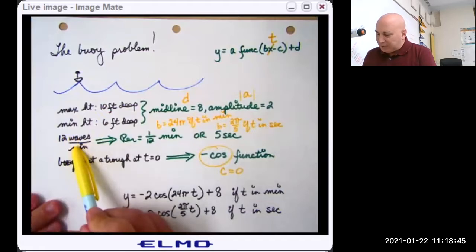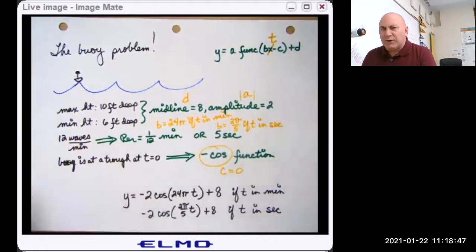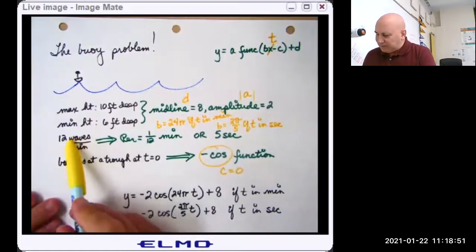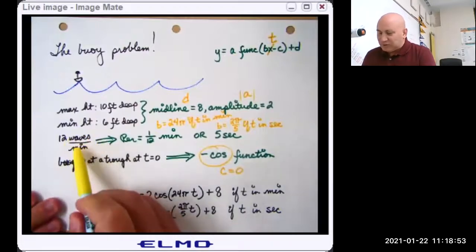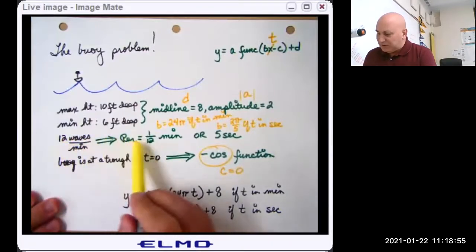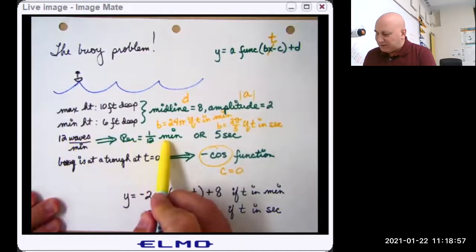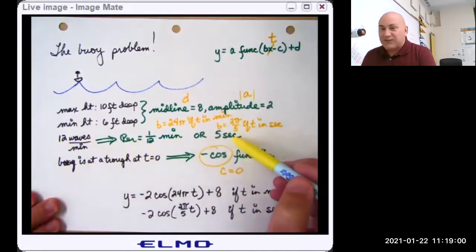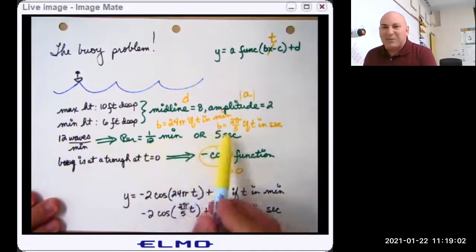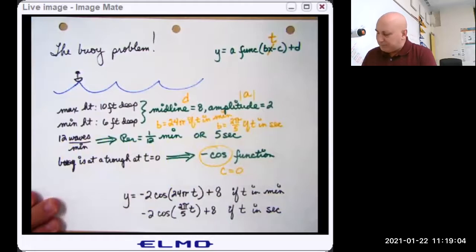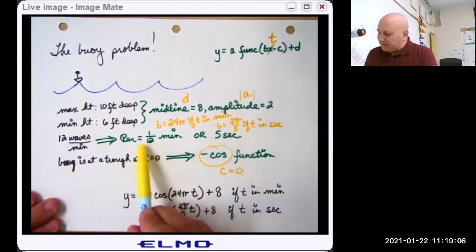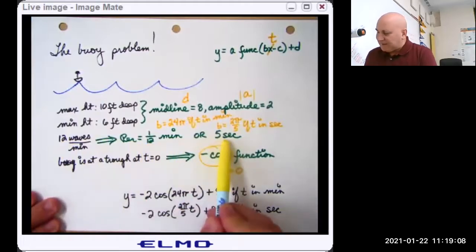12 waves per minute. All right, that's a frequency. So that tells me that the reciprocal is the period of 1/12 of a minute, or 5 seconds. We're going to solve this problem in both minutes and seconds. Not hard. So the period is either 1/12 of a minute or 5 seconds.